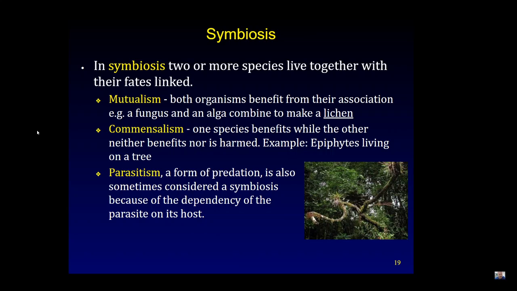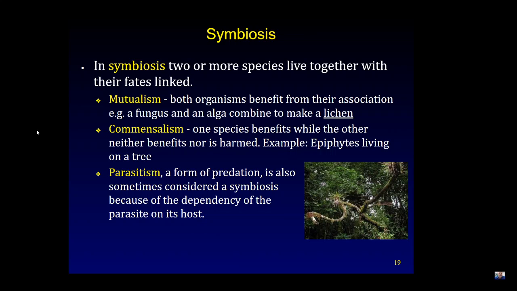I will hint, these probably will pop up somewhere on a quiz or test, but there's symbiosis, where two species interact with each other. In symbiosis, two or more species live together with their fates linked. They co-evolve together. They need each other in some sort of way, or at least one needs the other in some sort of way. Mutualism is when both organisms benefit from their association.